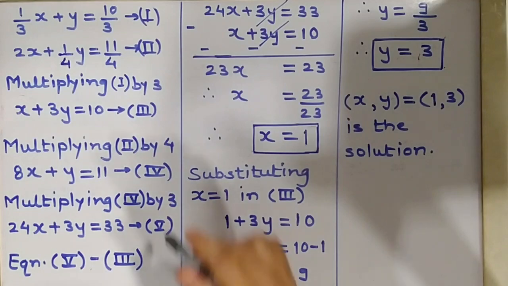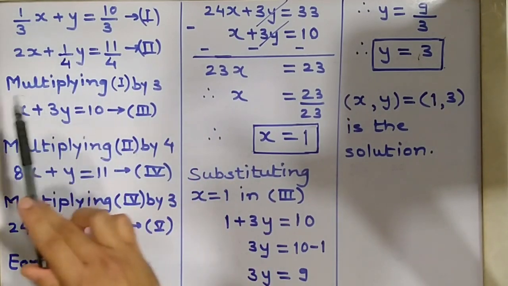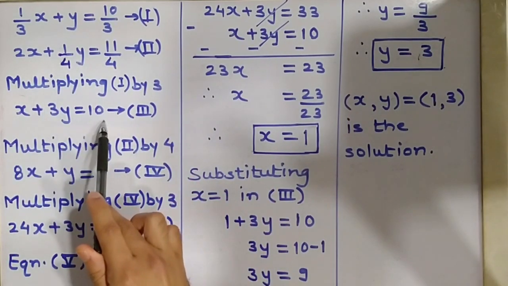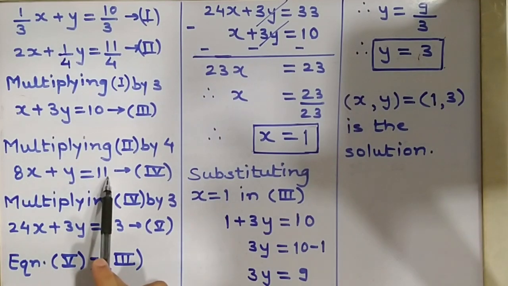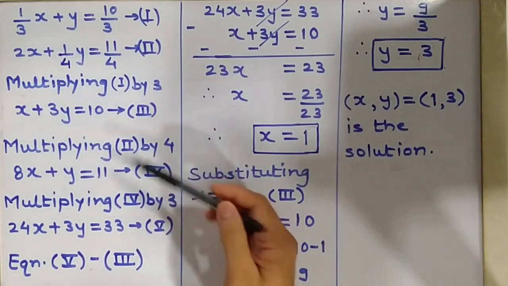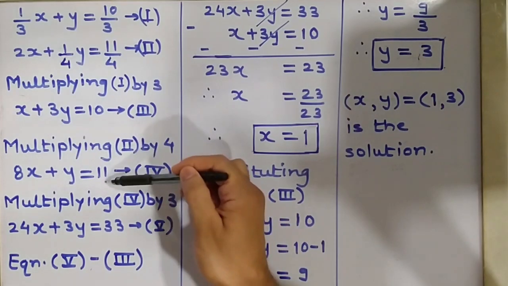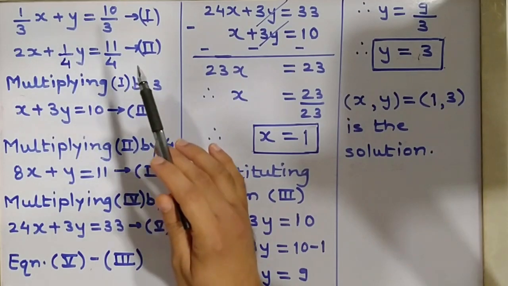ठीक है? सो अपना इक्वेशन 3 जो है, that is x plus 3y is equal to 10, and equation number 4 is 8x plus y is equal to 11. Now we know how to solve this type of sum. ठीक है? फ्रैक्शन फॉर्म तो हमने हटा दिया है, हमने सम को नॉर्मलाइज किया है.